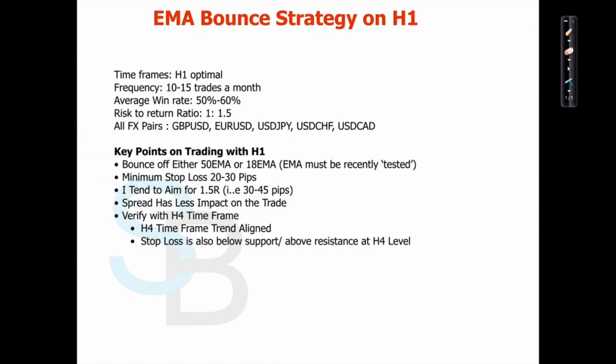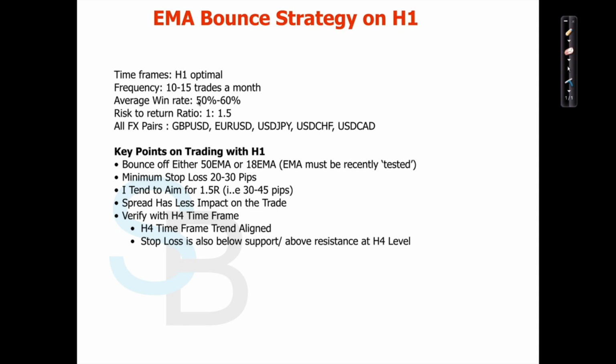So again, I'm going to be talking about trading the bounce strategy on H1. And again, you should take about 10 to 15 good trades a month, right? Win rate 50 to 60%. In fact, I would say that for H1, my win rate is pretty much higher than M15. At certain months, even going up to 70 to 80% win rate.